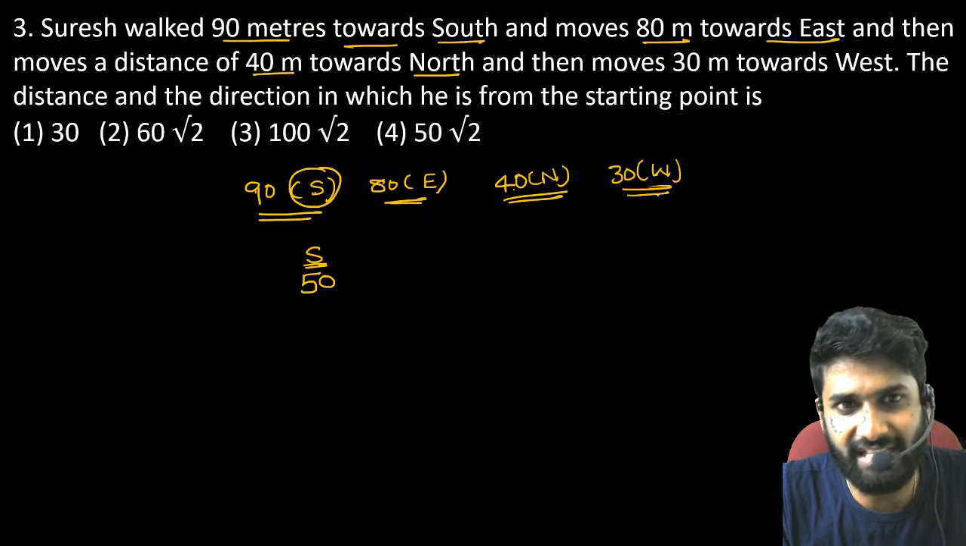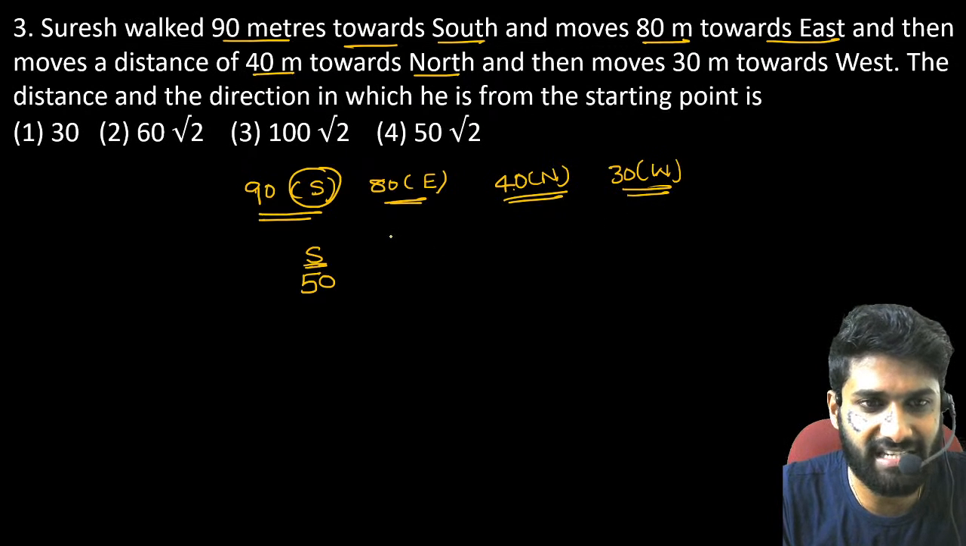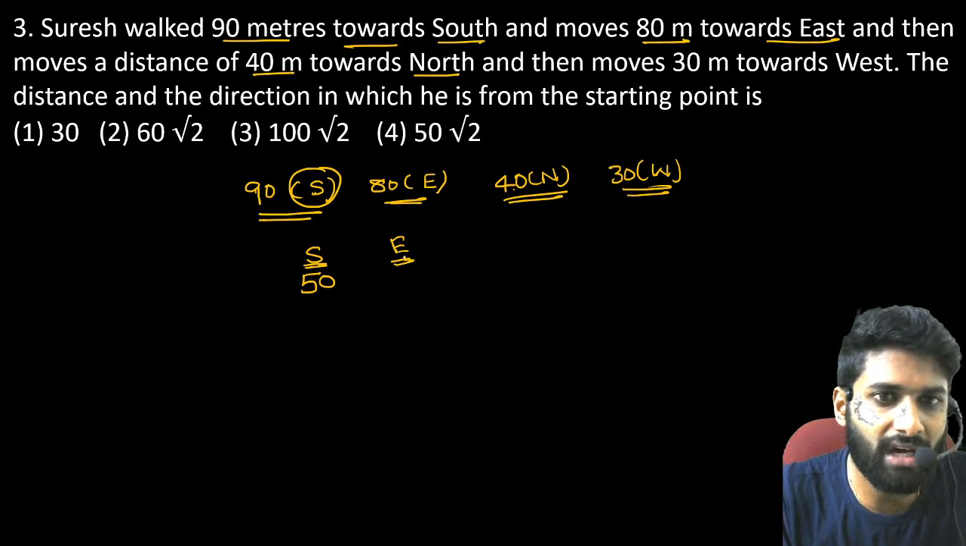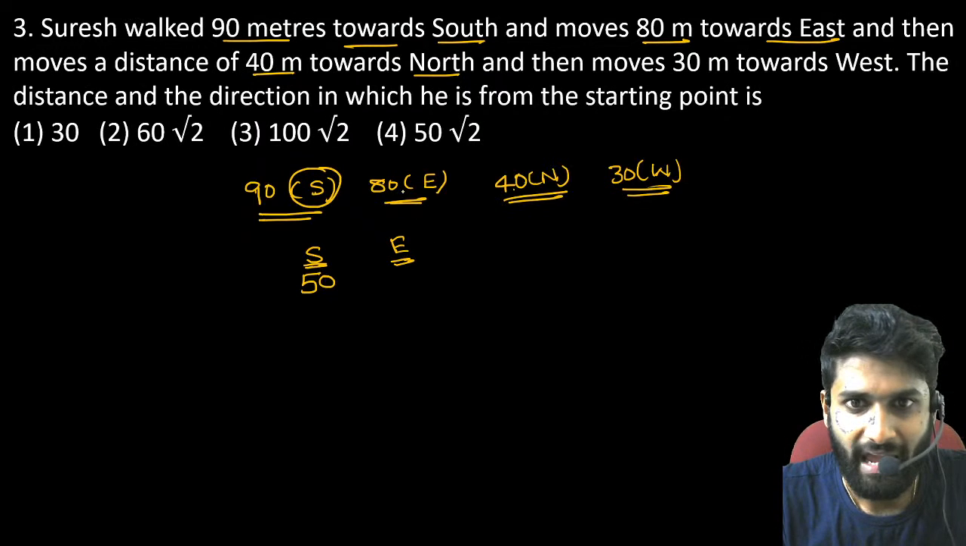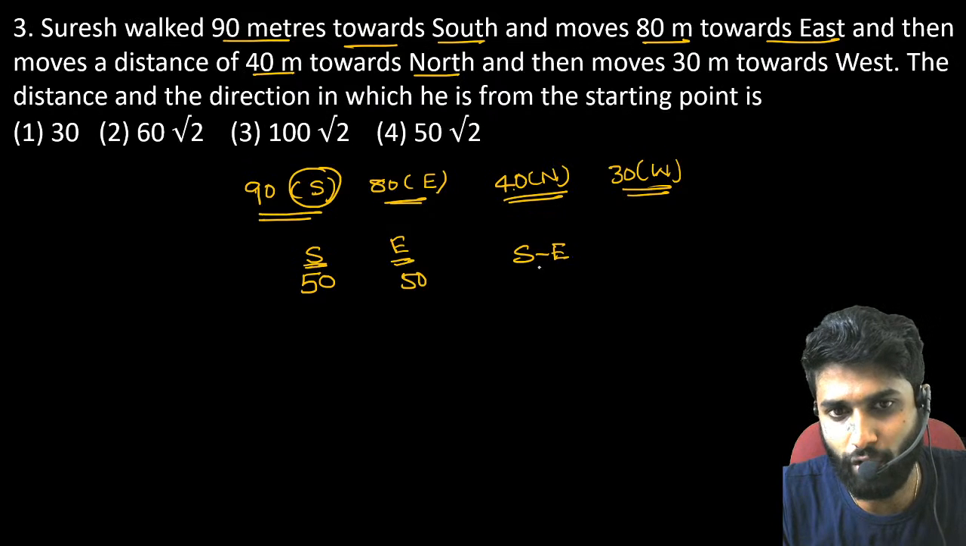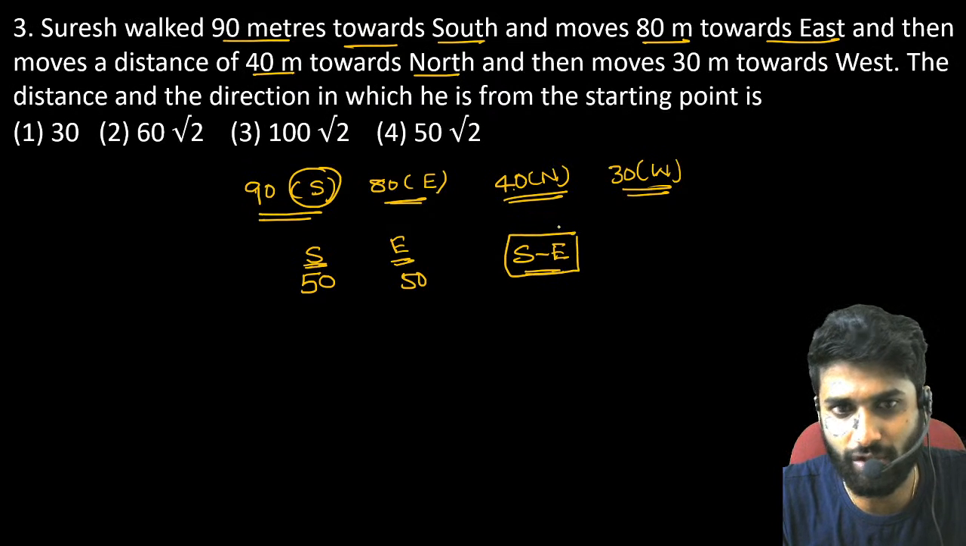East and west. Definitely east and west. East is the highest value. If both are opposite, consider it as a subtraction. 80 minus 30 is equal to 50. Now your answer is southeast. If the question is related to direction, the answer is southeast.